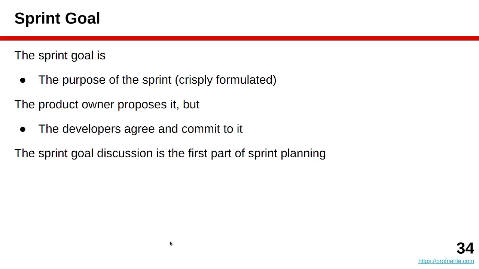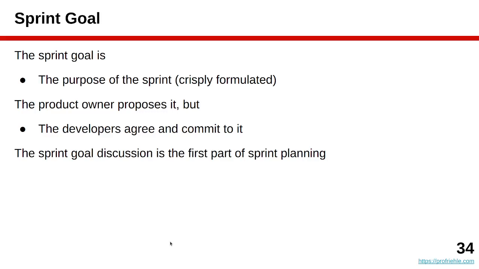The sprint goal is prepared and proposed by the product owner, and it's usually business related, although maybe it could also be sometimes technology oriented. The developers should agree to it and then commit to it. And realistically, the developers are unlikely to disagree with the product owner. So if the product owner actually expects some disagreement, it should perhaps be discussed before the meeting, because you don't want a meeting where you don't agree on what you're going to do in the next sprint, because then you won't finish sprint planning.